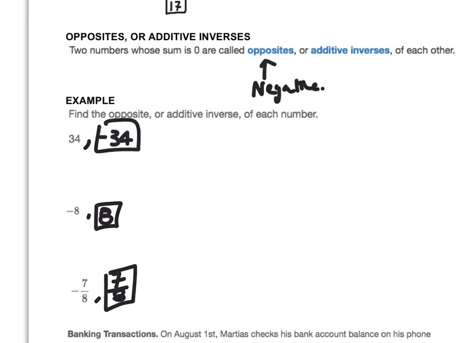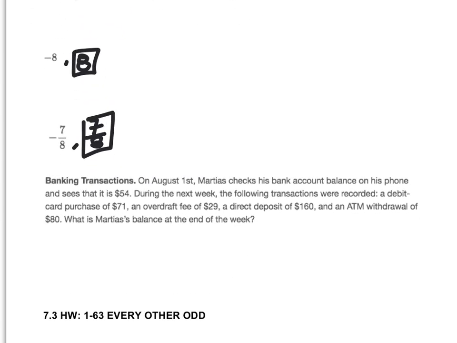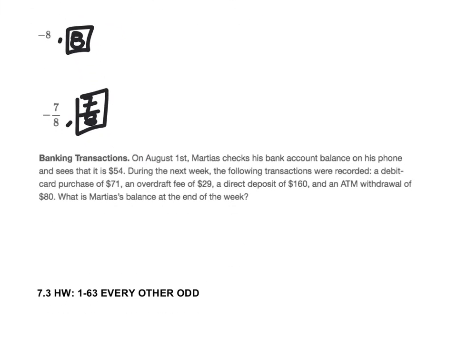All right, let's take a look at some sort of real world example here. It says on August 1st, Marcia checks his bank account on his phone and sees that it is $54. So he has $54 in the bank. During the next week, the following transactions are recorded: a debit card purchase of $71, an overdraft fee of $29, a direct deposit of $160, and an ATM withdrawal of $80. What is Marcia's balance at the end of the week?